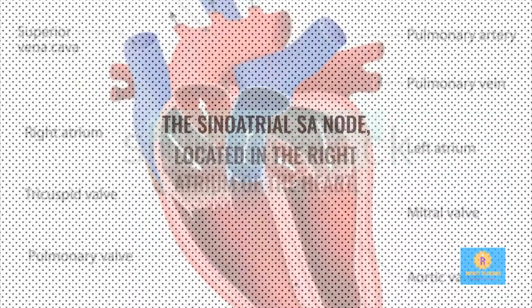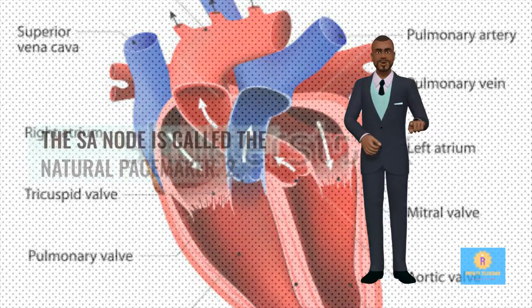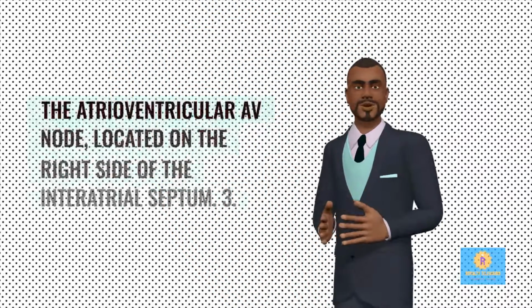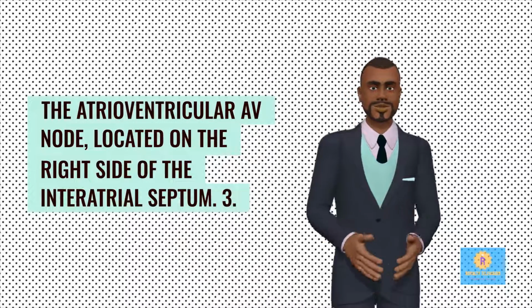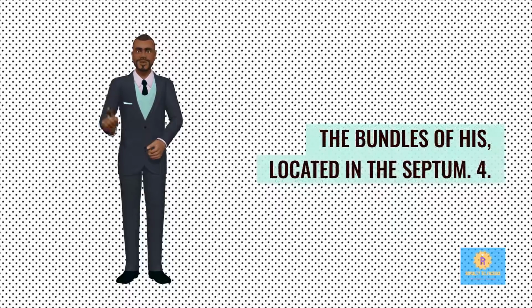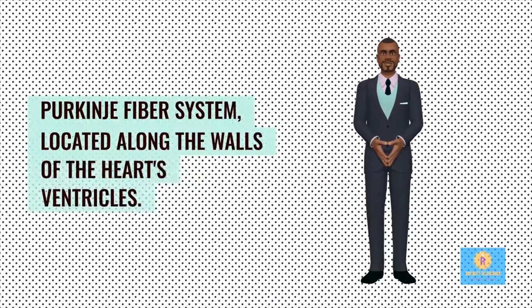1. The sinoatrial SA node, located in the right atrium of the heart. The SA node is called the natural pacemaker. 2. The atrioventricular AV node, located on the right side of the interatrial septum. 3. The bundle of His, located in the septum. 4. The Purkinje fiber system, located along the walls of the heart's ventricles.